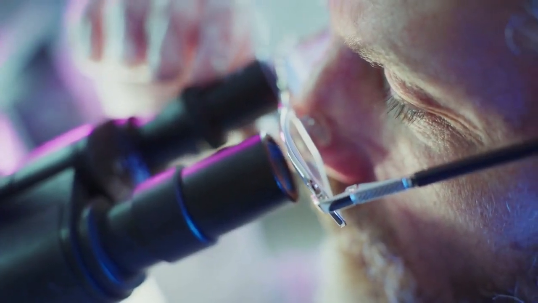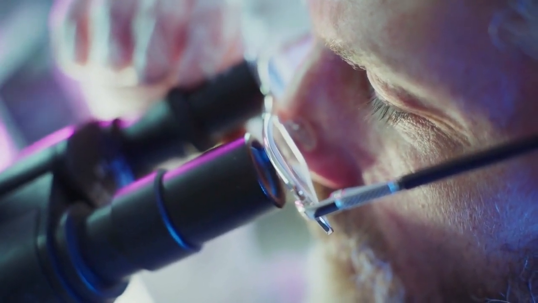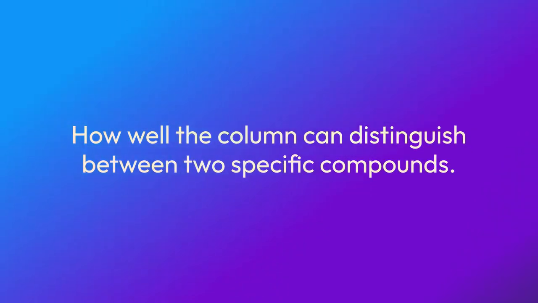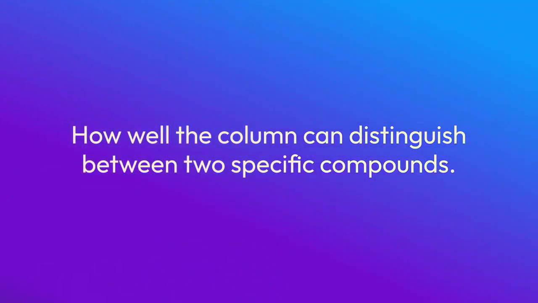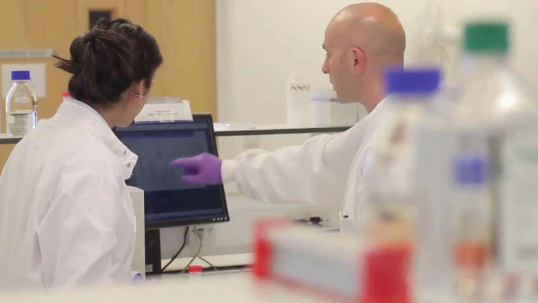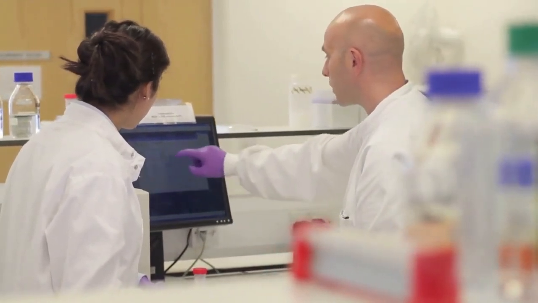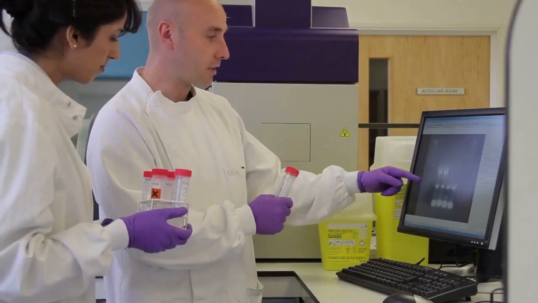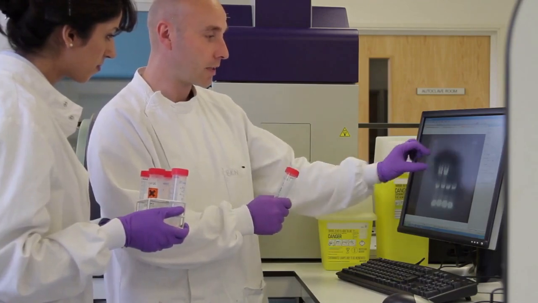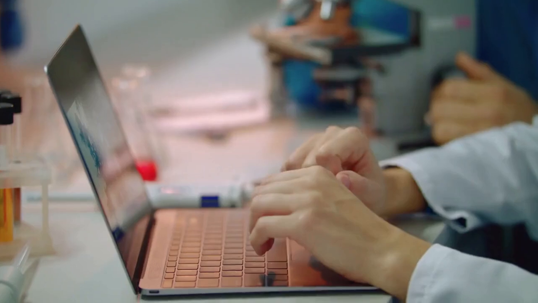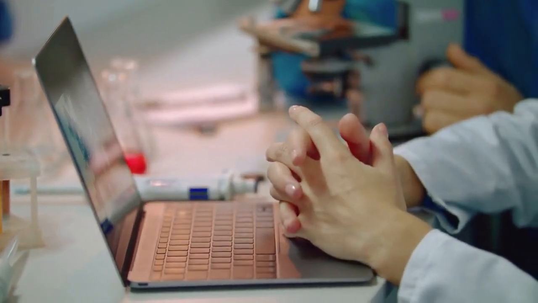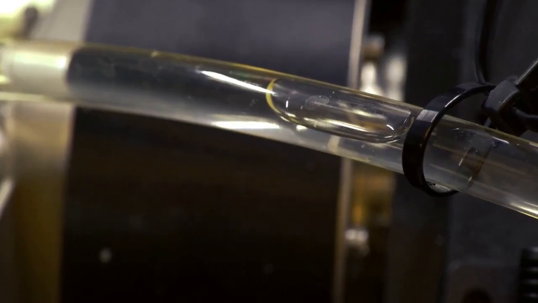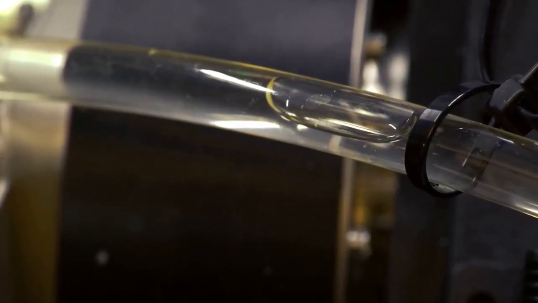Finally, we can assess the separation between two adjacent peaks using the selectivity factor, or alpha symbol. This tells you how well the column can distinguish between two specific compounds. To calculate it, you divide the adjusted retention time of the later eluting peak by the adjusted retention time of the earlier eluting peak. So, alpha equals T_R prime 2 over T_R prime 1. For any separation to occur, alpha must be greater than 1. A larger alpha value signifies a better, more distinct separation between those two components.